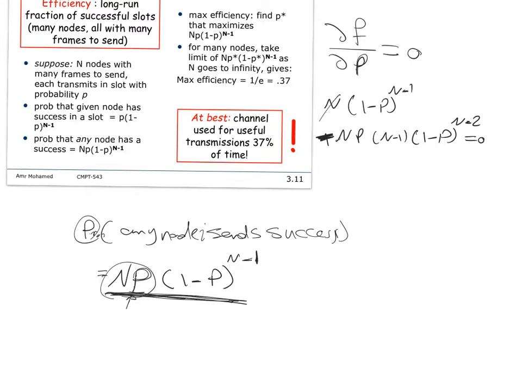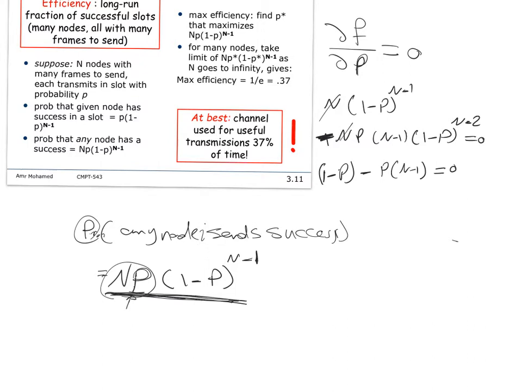Of course, n would be gone. And of course, we can divide by (1 minus p) to the power n minus 1, because it's common. So this means that we will be left with 1 minus p minus p times (n minus 1), equal to 0. That's it.